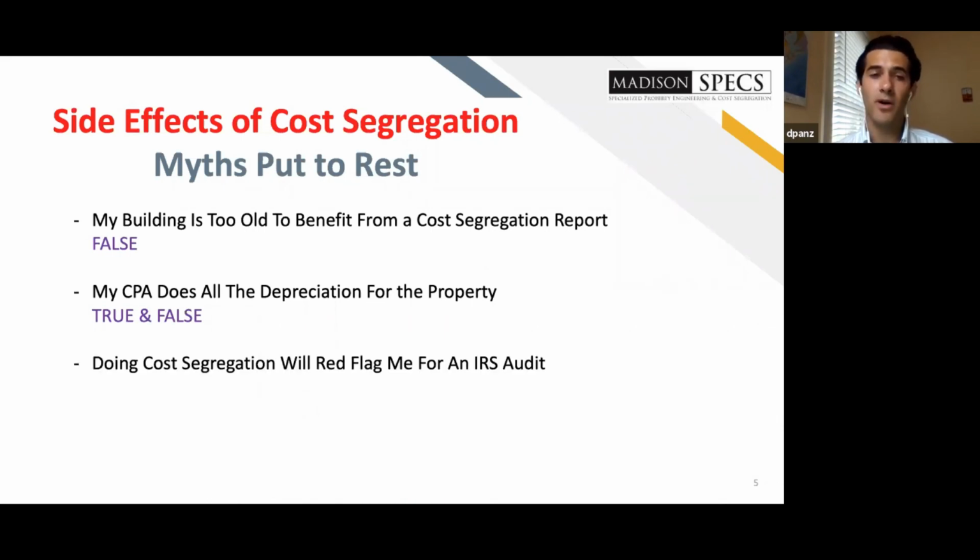And then, speaking of auditing, does cost segregation red flag me for an IRS audit? No, it does not. Statistically, it is not an IRS audit risk. And in fact, the IRS likes to see cost segregation studies done because they want to know exactly what you own. And so they want to make sure that you're paying taxes properly. So they like to see people do cost segregation studies and identify everything and depreciate it properly because the system exists for a reason. It's not an accident that we do these studies.